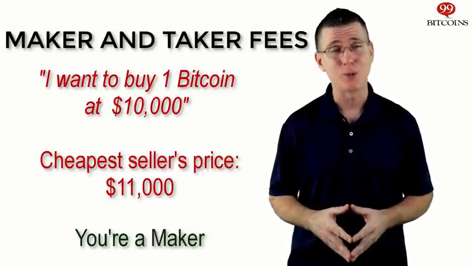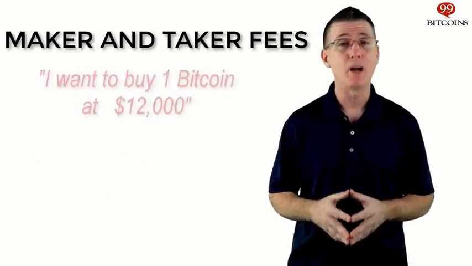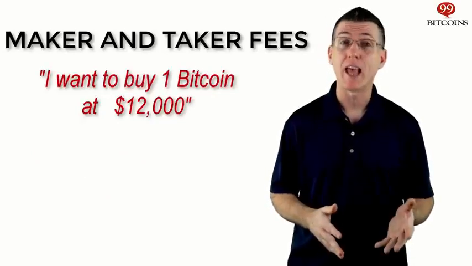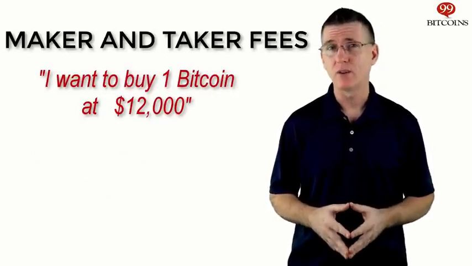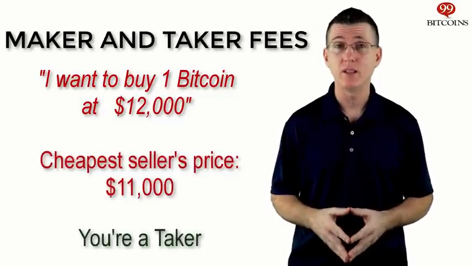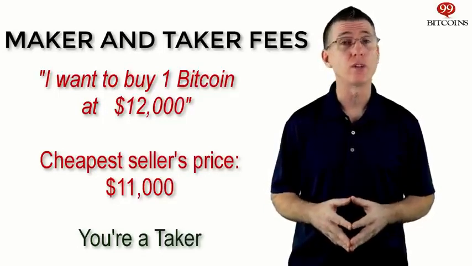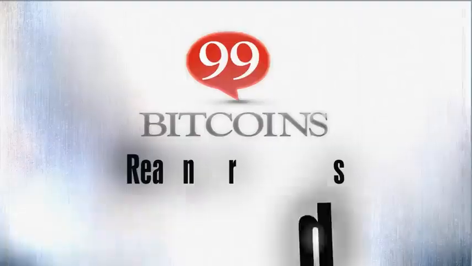become a market maker. Using that same example, perhaps you place a limit order to buy 1 Bitcoin at $12,000 at most, and the lowest seller is selling 1 Bitcoin at $11,000. Then your order will be instantly fulfilled. You will be removing orders from the exchange's order book, so you're considered a market taker.